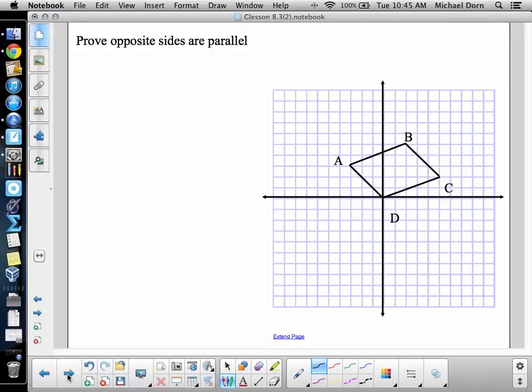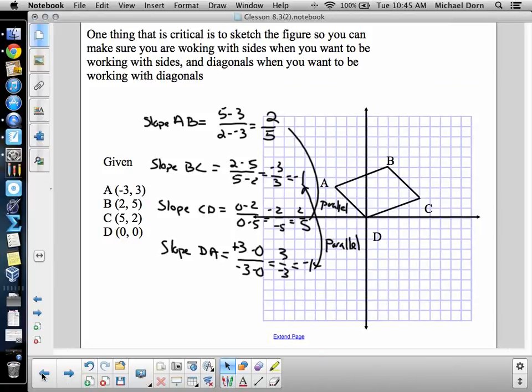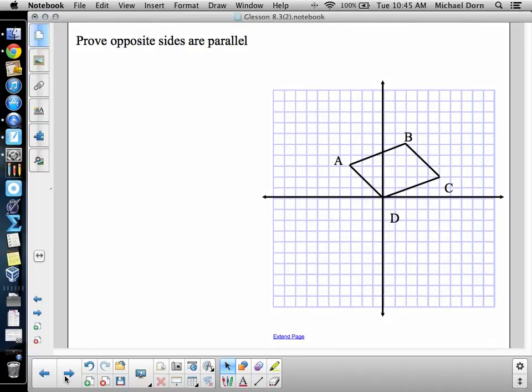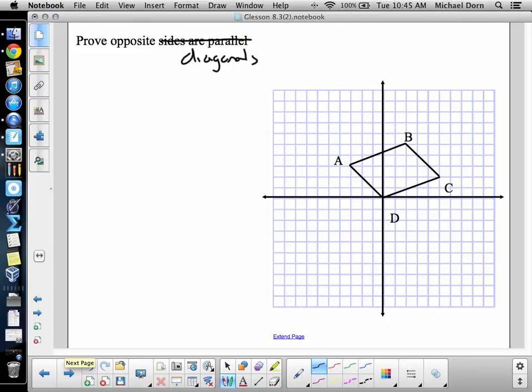Oops. Actually, that was diagonals. We're going to use the diagonals this time. This time, instead of proving lines parallel, I'm going to prove the diagonals bisect each other. So the diagonals are AC and BD.